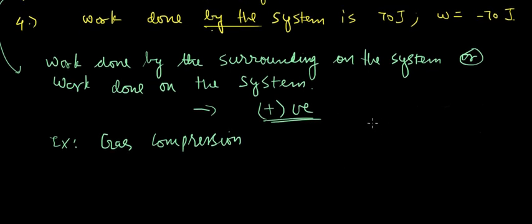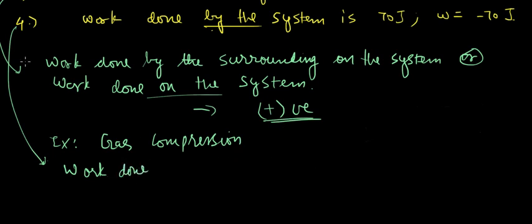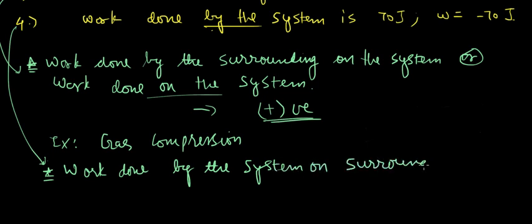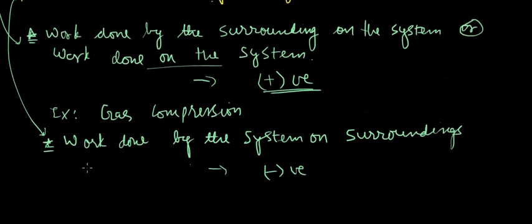Next, work done on the system is already taken care of, so we'll be looking at work done by the system. What will be this work done by the system? Work done by the system would be on the surroundings. So work done by the system on surroundings would be negative, and an example would be gas expansion.